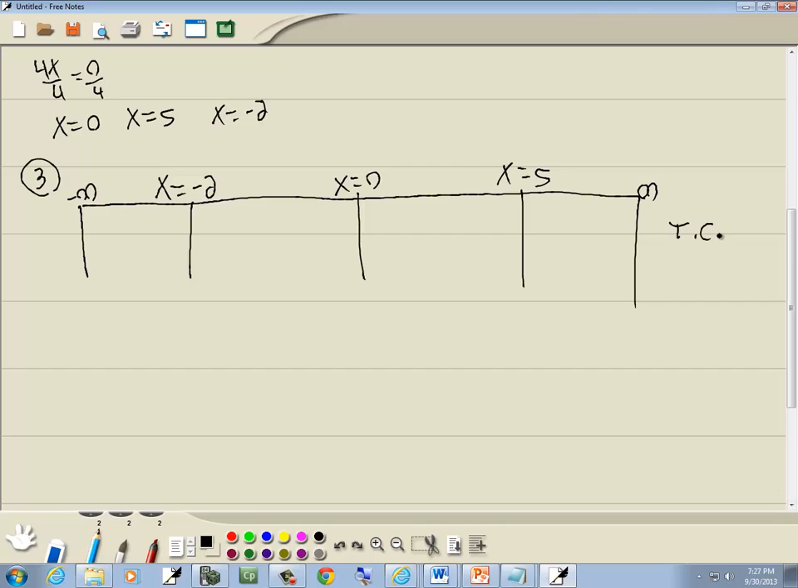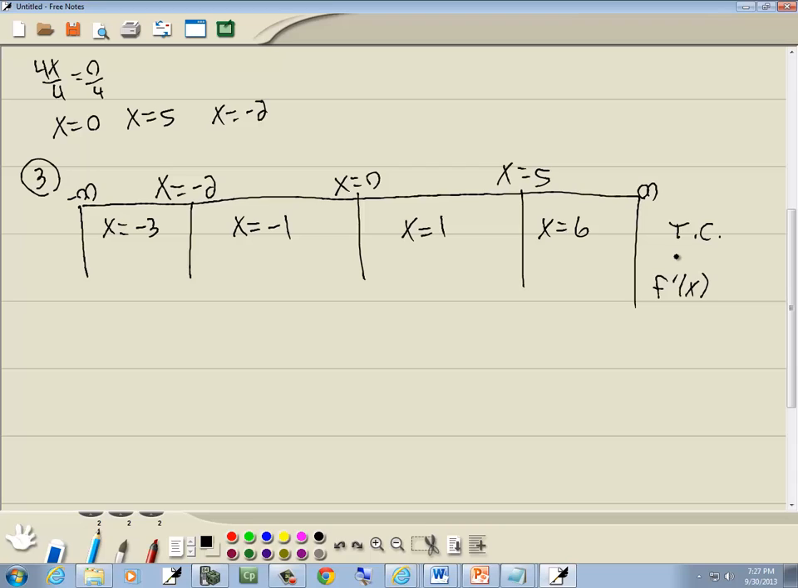Now we want to choose test cases. I want to choose a value between negative infinity and negative 2. Doesn't matter what. I'll pick negative 3. Could have picked negative 4 or negative 5. Any of them will work. I want to choose a value between negative 2 and 0, like negative 1. I want to choose something between 0 and 5, like 1. And I want to choose something between 5 and infinity, like 6 or 7 or whatever. We then want to plug those into our derivative.